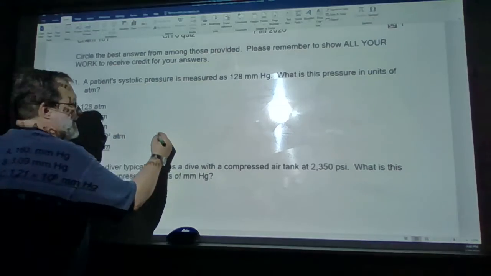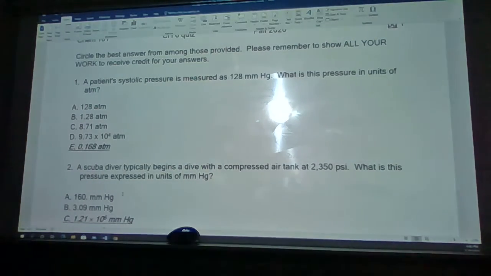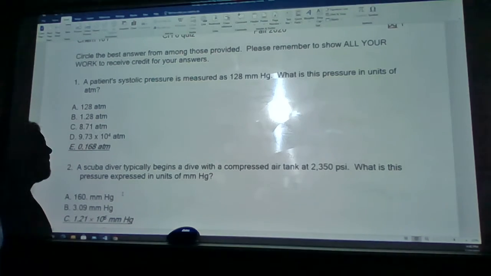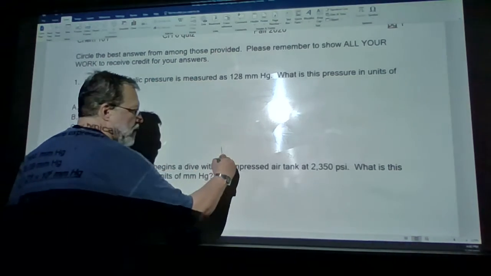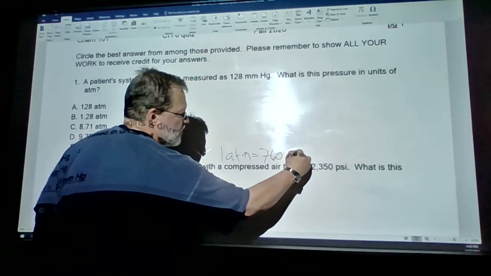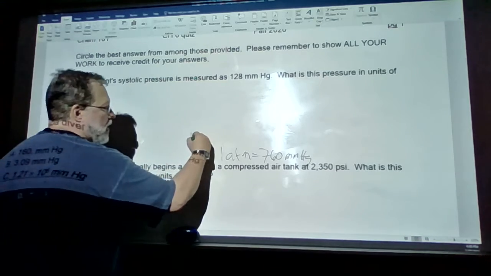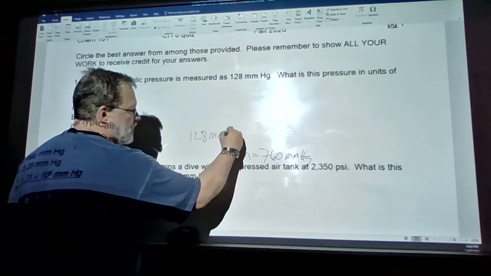Pressure. For conversion, we're asked what the pressure is in ATM, starting out in millimeters of mercury. 1 ATM equals 760 millimeters of mercury. We have 128 millimeters of mercury.